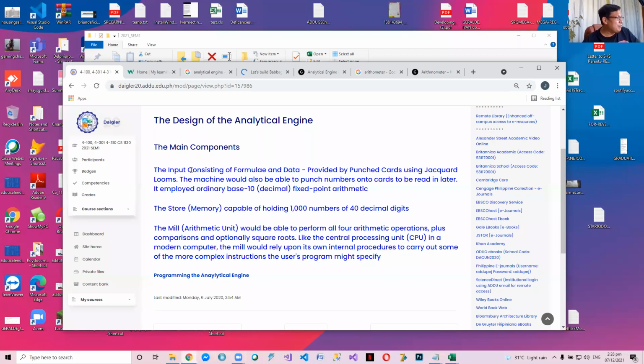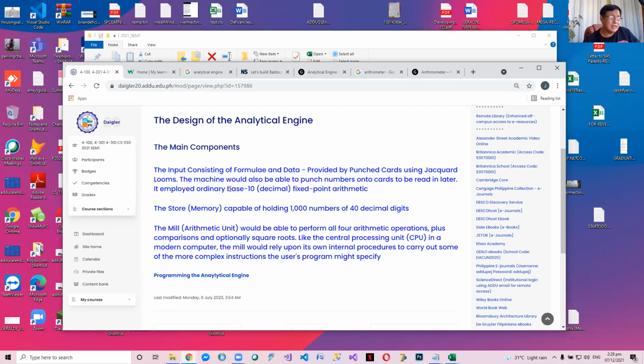Okay? So, its input consists of formulae. The commands are in formulas, and data provided by punch cards. The data is stored in a punch card using Jacquard's looms. Do you follow? The machine was also able to punch numbers onto cards and read them later by using the holes, the whole sequence.